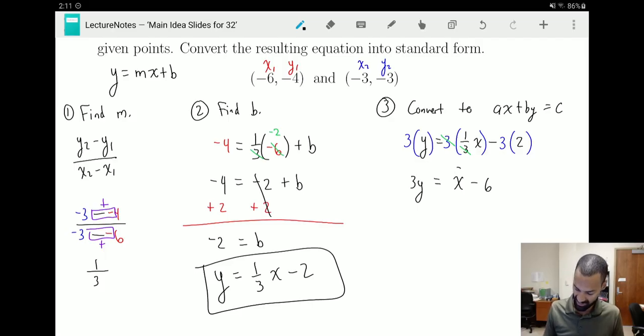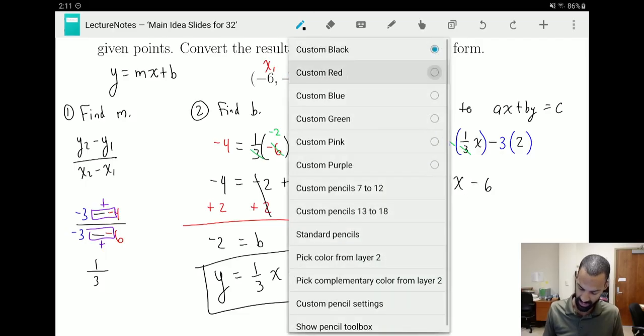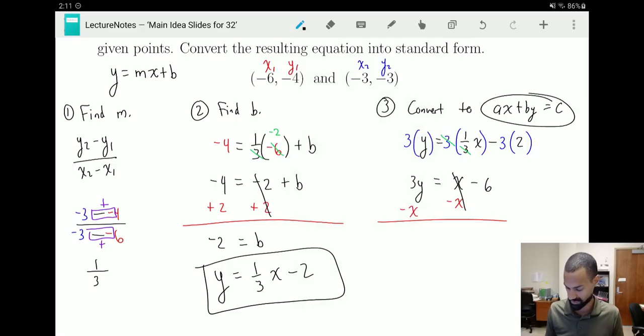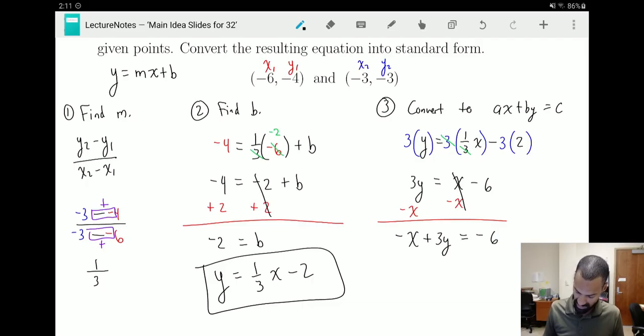Now I need to have this x term on the left side, not on the right side, so I'm going to subtract x from both sides. And I'll just be careful to arrange my terms in the order that is here. x first, then y, then constant. So that'll be negative x, that's a positive 3y, and that all equals negative 6. So there it is in standard form.